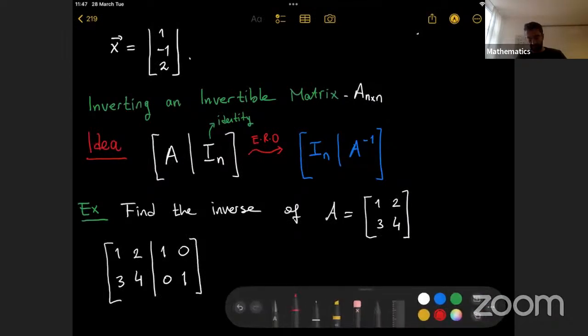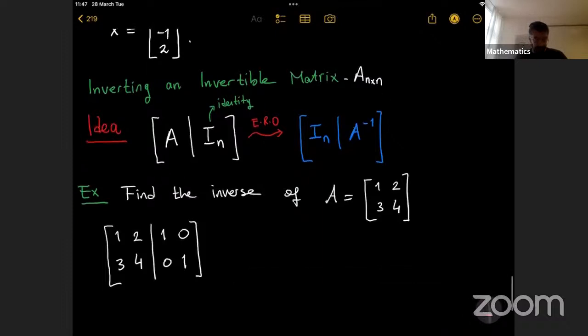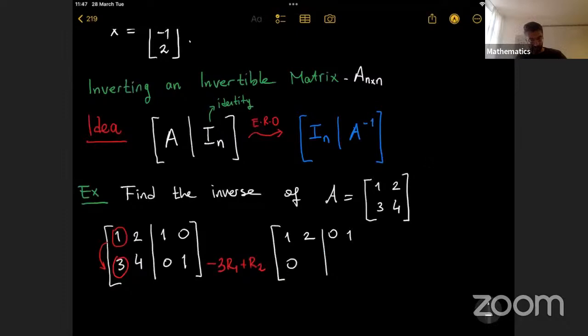Now, using elementary row operations on the left-hand side, I will get identity. On the right-hand side, I will get the inverse. To get the identity on the left-hand side, this is already good. One is here, fine. So next thing would be to make this term here zero. How do you make this zero? By simply using row one, multiplying it by -3, and adding to row two. So -3 R1 plus R2 will get you this: 1, 2, 1, 0, and 0, -2, -3, 1.